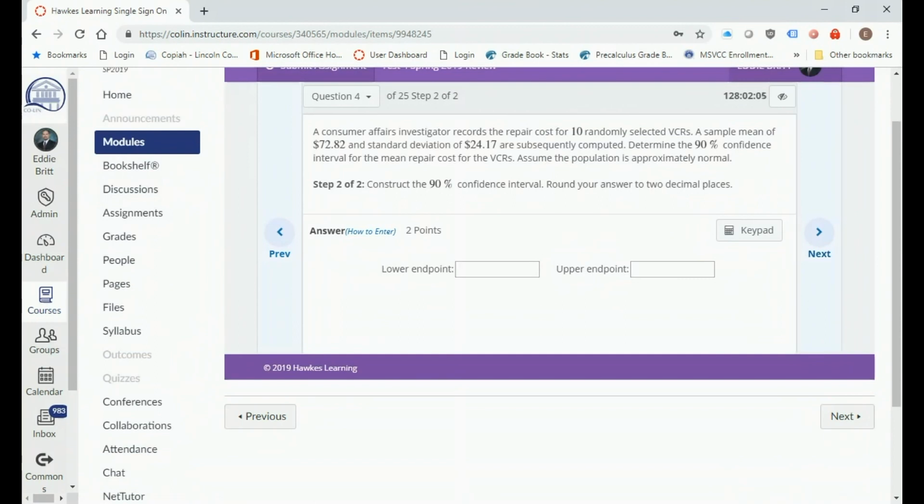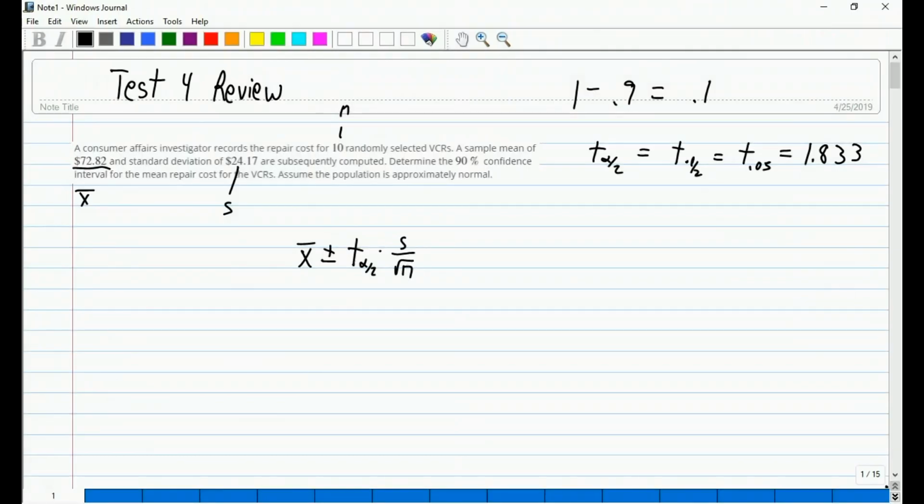Yeah, so now I'm going to do the confidence interval. I've already found my critical value, so I'm just going to use this formula here. All right, so x bar is 72.82, and that's going to be plus or minus 1.833 times s, which was 24.17, divided by the square root of n, and n was 10.